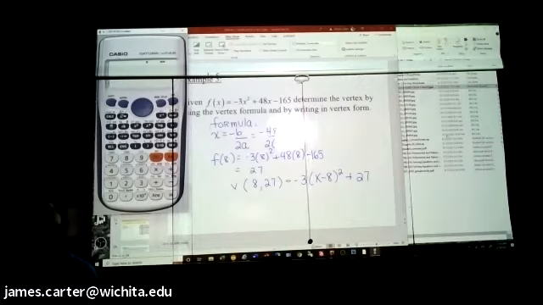Okay, so we're going to replace x with 8. So negative 3 times 8. Whoops, I've got the parentheses there. And hit the square button.